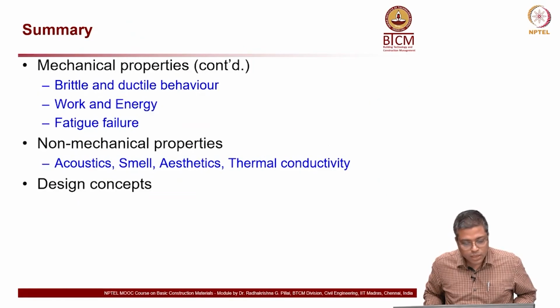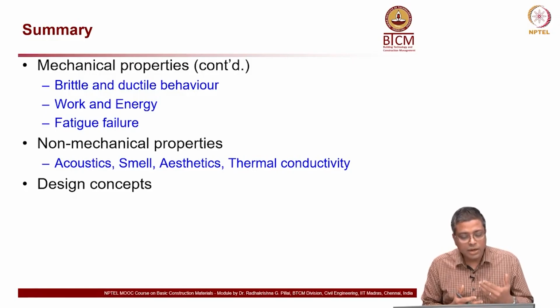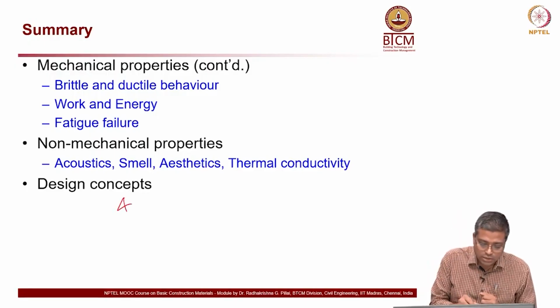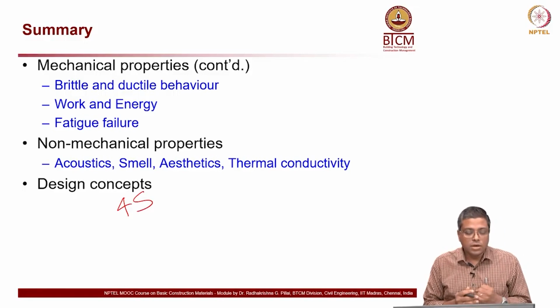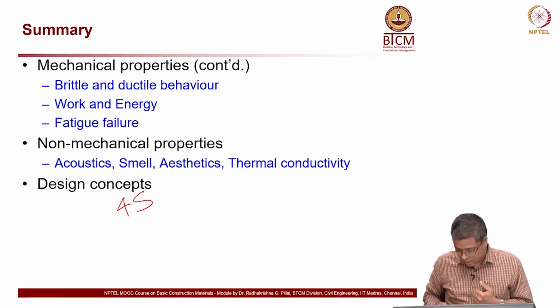Now, to summarize, we talked about brittle and ductile behavior, work and energy, fatigue failure. Then we talked about non-mechanical properties such as acoustics, features, smell, very briefly though, but these are important things to cover, aesthetics, thermal conductivity, and also finally looked at 4S design concepts. These are strength, serviceability, then service life and sustainability.